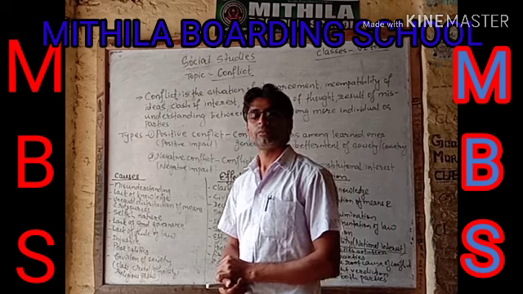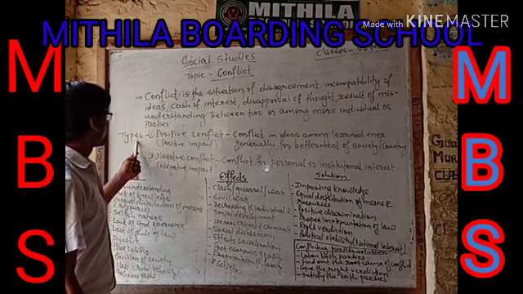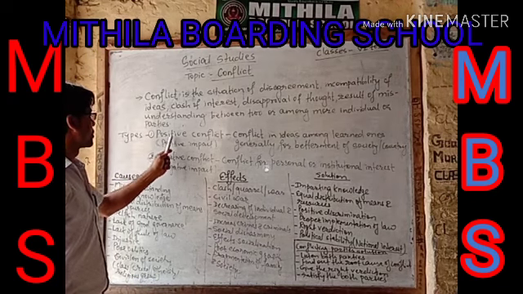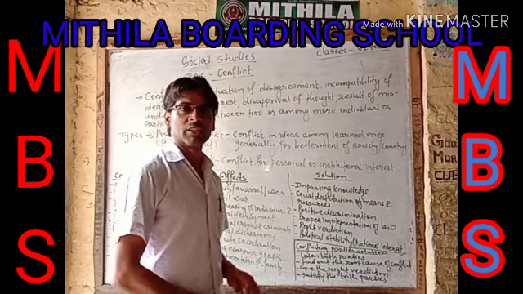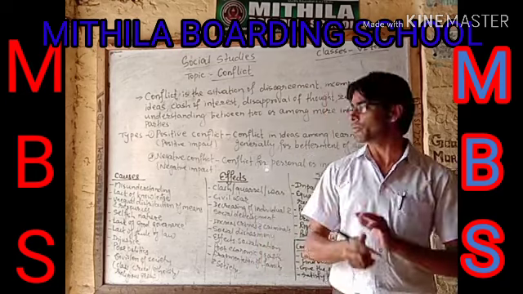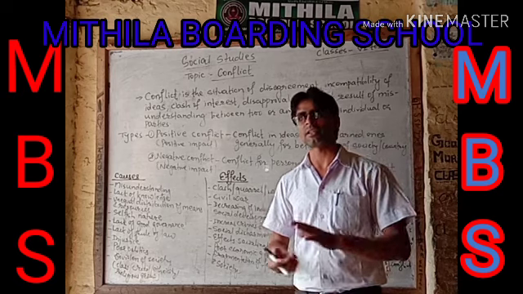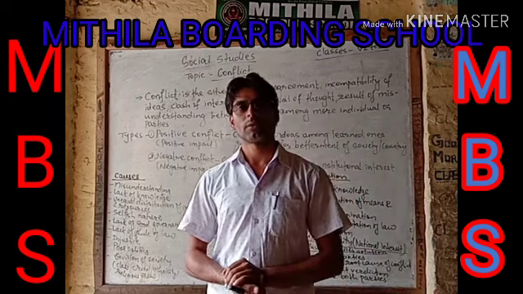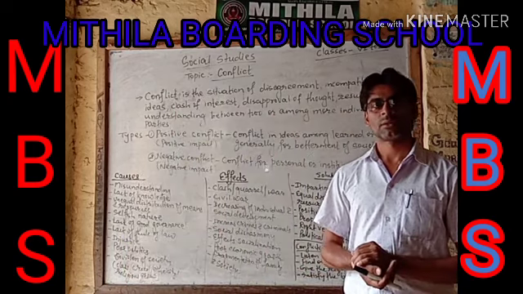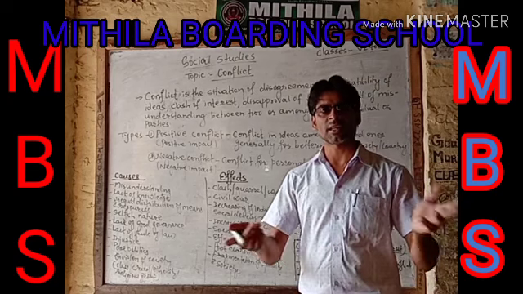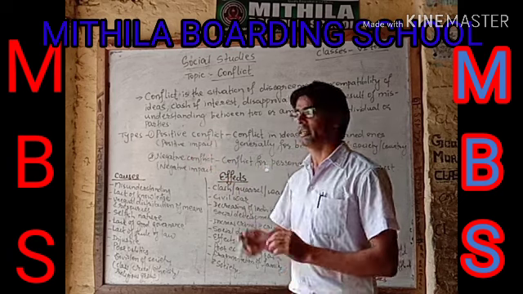We have types of conflict also. As I have written here, there are two types of conflict: one is positive conflict and another is negative conflict. You will think that conflict is always conflict, so what is positive and what is negative? The word conflict itself is a negative word. It refers to disapproval, which means negative thinking. But conflict is also positive and negative.